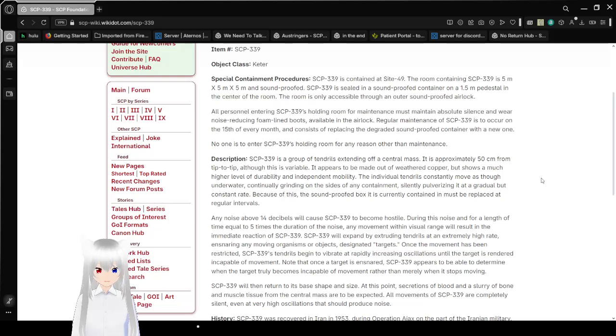Available in the airlock. Regular maintenance of SCP-339 is to occur on the 15th of every month and consists of replacing the degraded soundproof container with a new one. No one is to enter SCP-339's holding room for any reason other than maintenance.